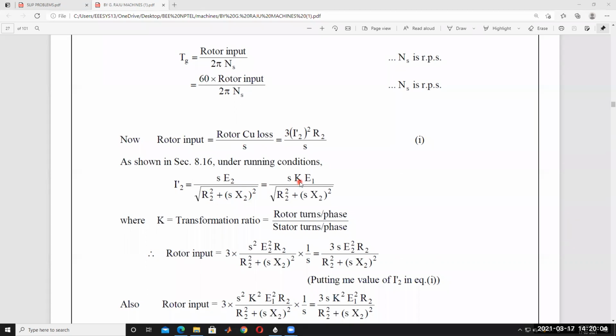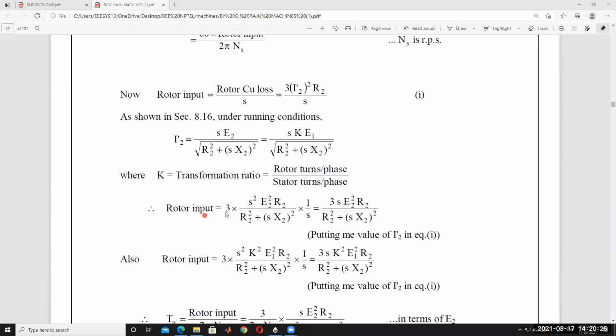In terms of the primary side, S into K into E1. Now E2 by E1 is equal to K, so K is equal to E2 by E1. Then I2 dash is equal to S K E1 by the square root of R2 square plus (S X2) square, by using the transformation ratio. Then rotor input is equal to 3 I2 square into R2 by S. Substitute this I2 dash in this equation.